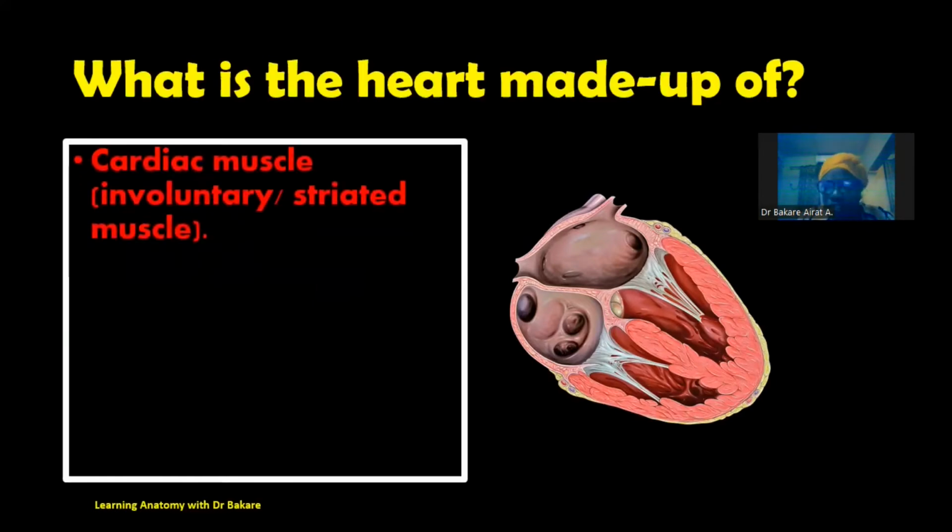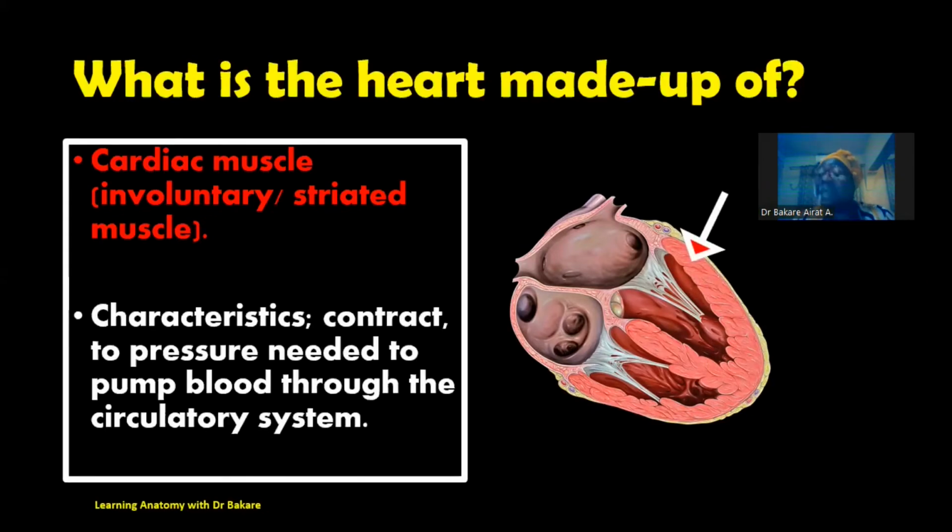The cardiac muscle is an involuntary type of muscle, which means that you cannot control its action. So we cannot decide and say that we want the heart to contract or relax because it is beyond our will. So they are involuntary type of muscle. They are also striated type of muscle.